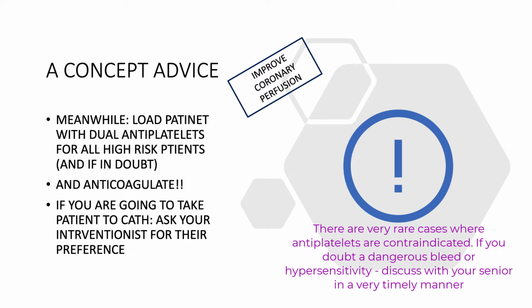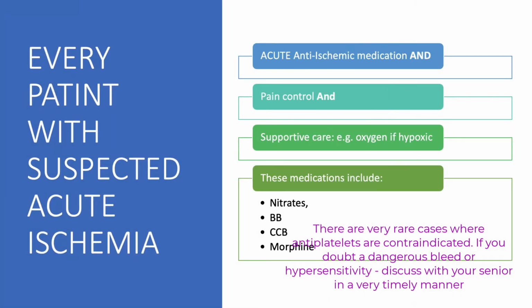So antiplatelet is primary hemostasis. Anticoagulation is secondary hemostasis. We are stopping the acute thrombosis if there is any thrombosis at all. That's going to improve our coronary perfusion.